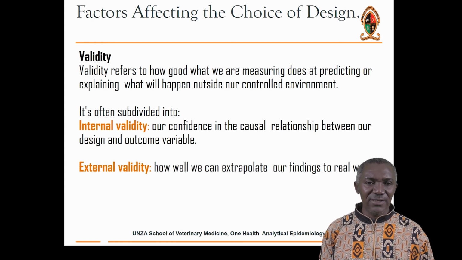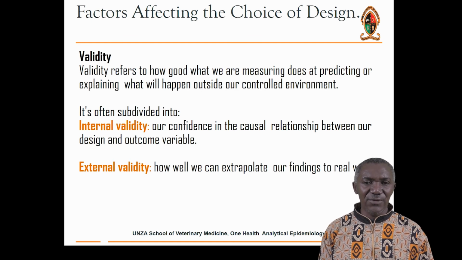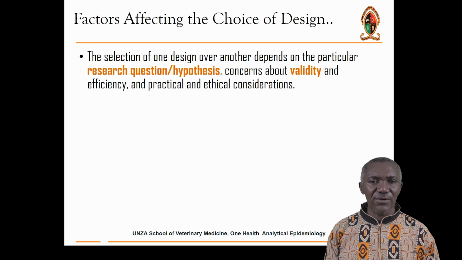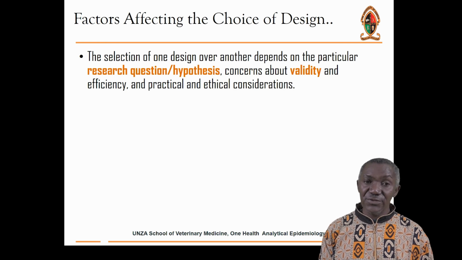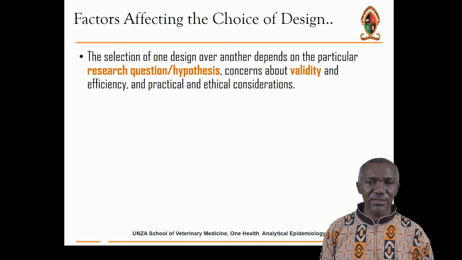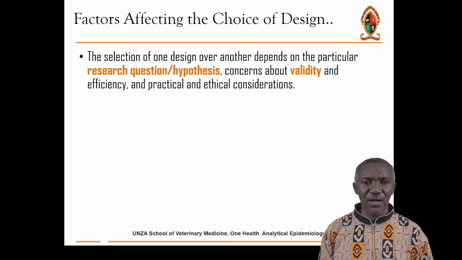Whereas the studies where the causal relationship between the outcome and the predictor variable is correctly predicted have high internal validity. So the selection of one design over another depends on the particular research question, the type of research question that you have, and the concerns about validity. Are you interested more in internal validity or external validity? And also the efficiency: how efficiently do you want to collect data?